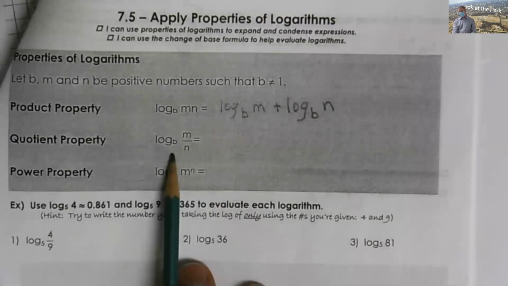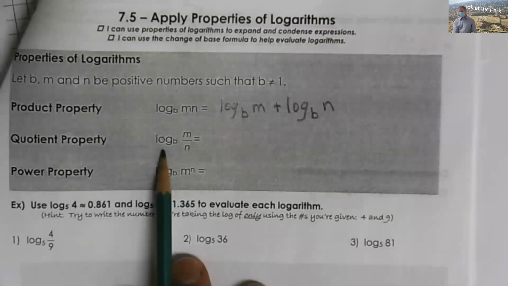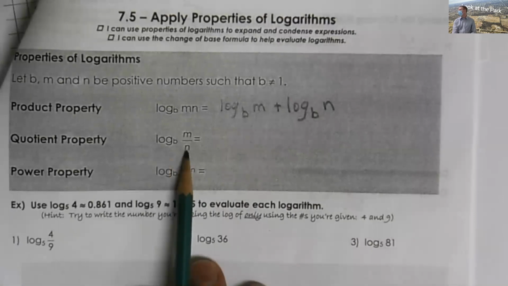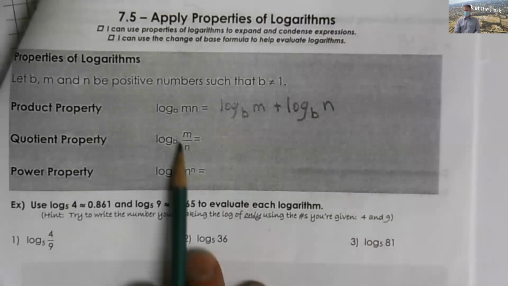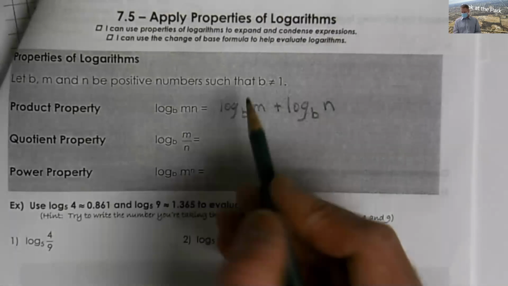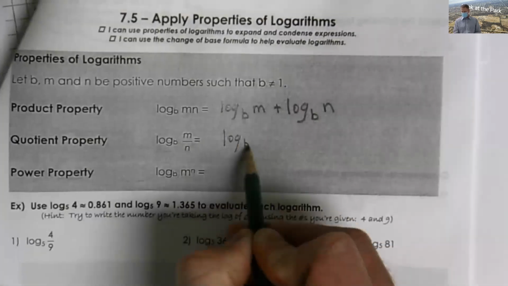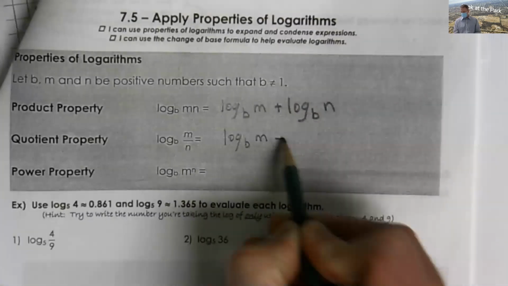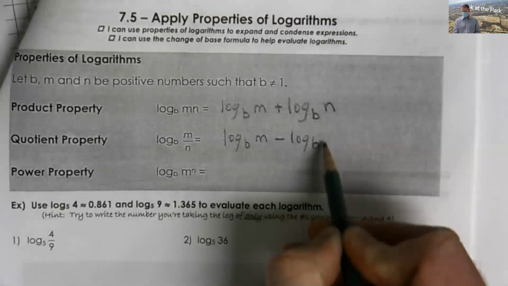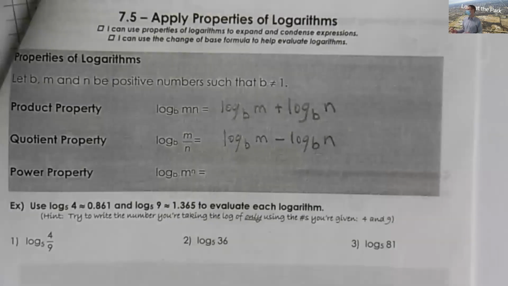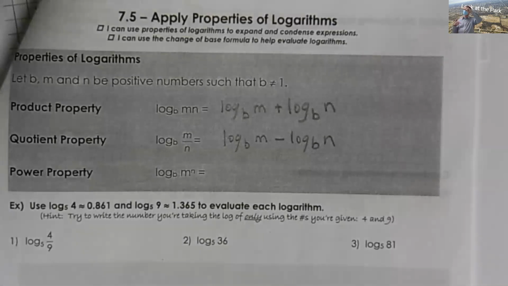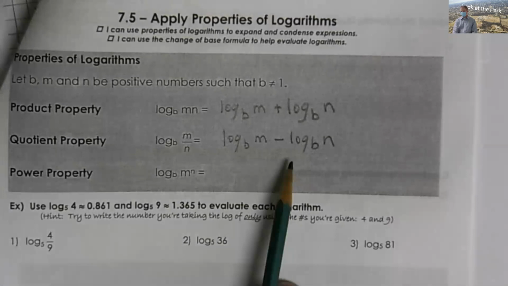For the second one, we're taking a logarithm of a fraction. So when we're taking a logarithm of a fraction, we are going to subtract. Just like we did when we talked about exponents. We subtracted the exponents if we were dividing the same base. Dividing the same base, you subtract the exponents. That's the same idea that's going on here.